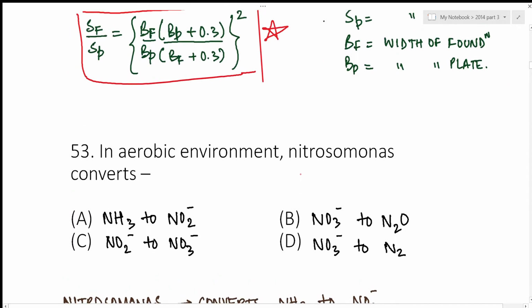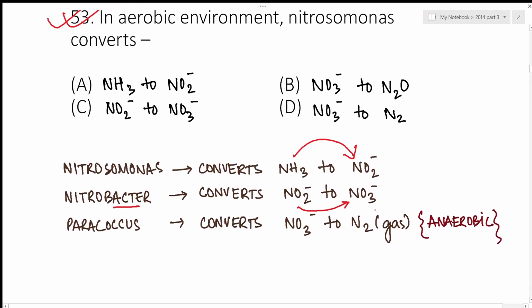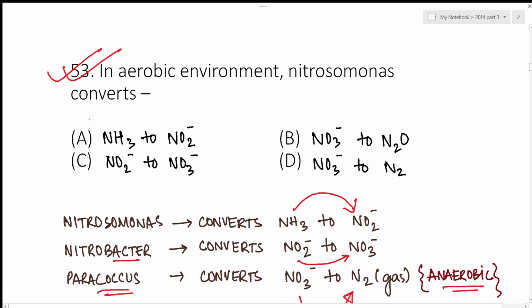Next question: in aerobic environment, Nitrosomonas converts. Now in aerobic environment, Nitrosomonas converts ammonia to nitrite and Nitrobacter converts nitrite to nitrate. Remember this. And also Paracoccus converts nitrate to nitrogen gas, but this is in anaerobic conditions. Nitrosomonas and Nitrobacter convert in aerobic conditions. So for this question, the answer should be: in aerobic environment, Nitrosomonas converts ammonia to nitrite.